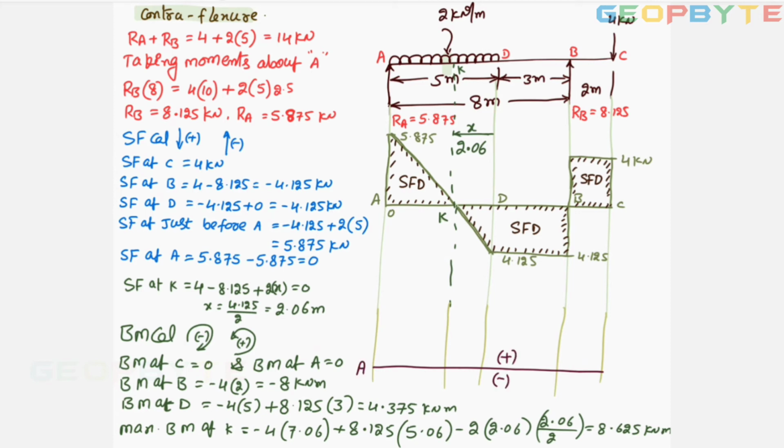Here the points are A, B at the other support, C, D, and this is the point K for maximum bending moment. Bending moment at A equals 0. Bending moment at C also equals 0.